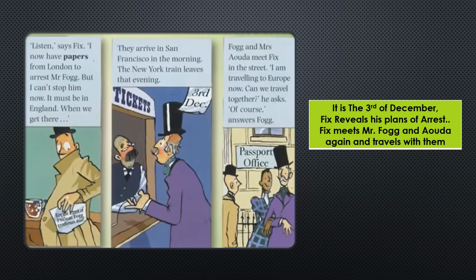They arrive in San Francisco in the morning. The New York train leaves that evening. The date is 3rd of December. Fogg and Mrs. Auda meet Fix in the street. "I am traveling to Europe now. Can we travel together?" he asks. "Of course," answers Mr. Fogg.